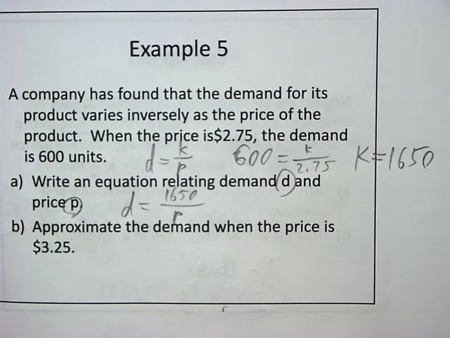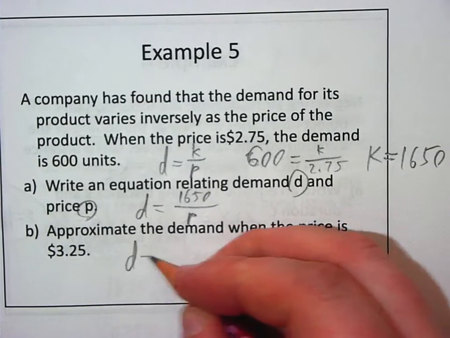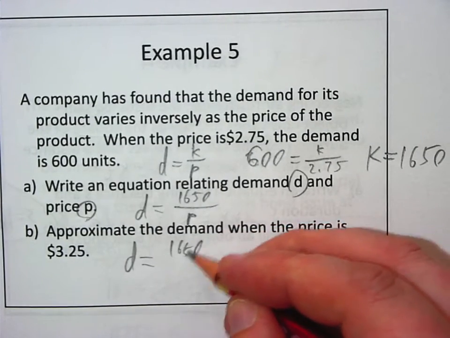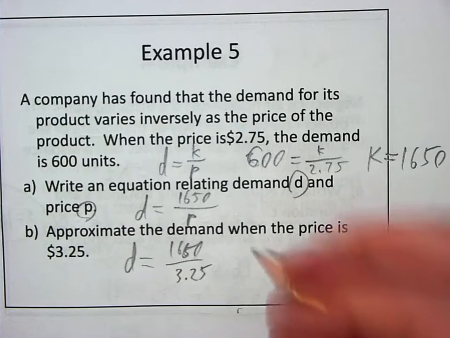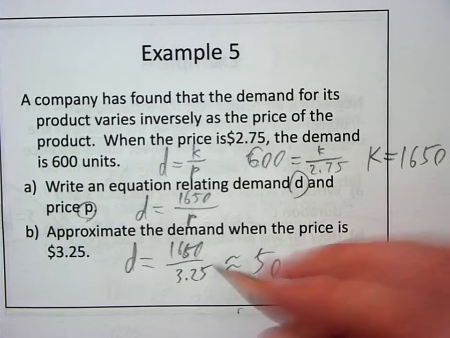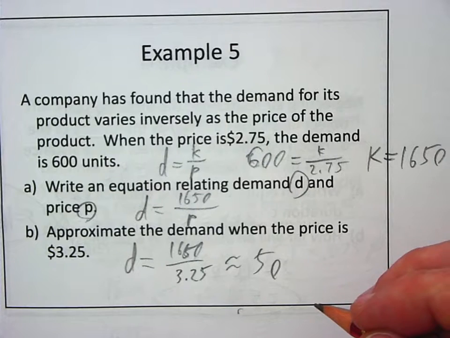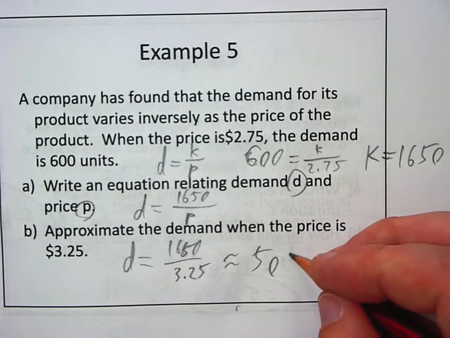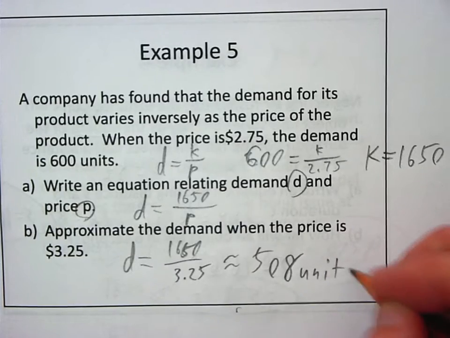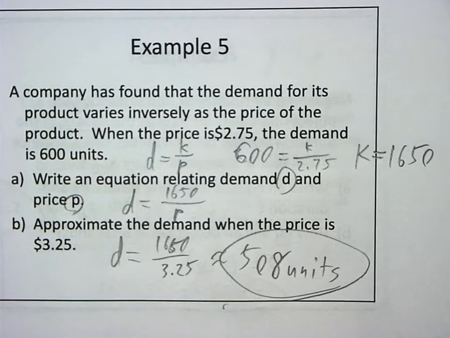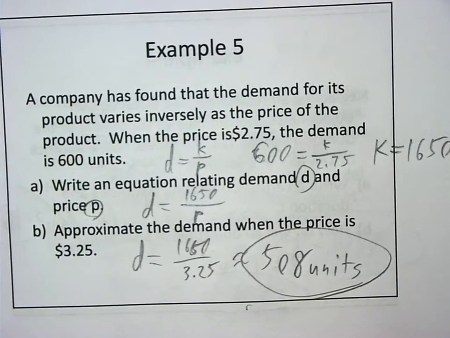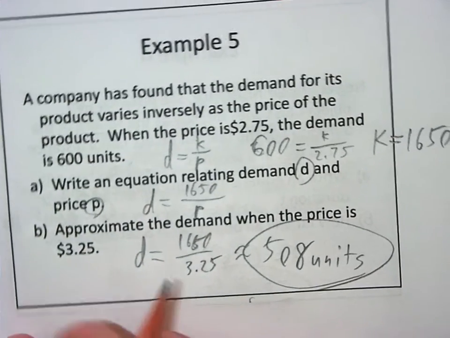So what's the demand when the price is 325? 507.69. Yep, just plug in the price. So considering this, what's the label on this? Units. I'm probably not going to have a fraction, so I'd round it to 508, because whatever you're selling, you probably aren't going to want to sell 7/10 of one.